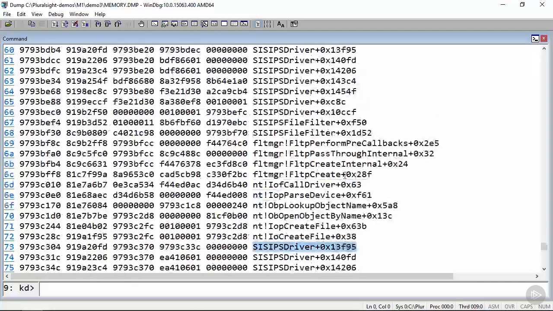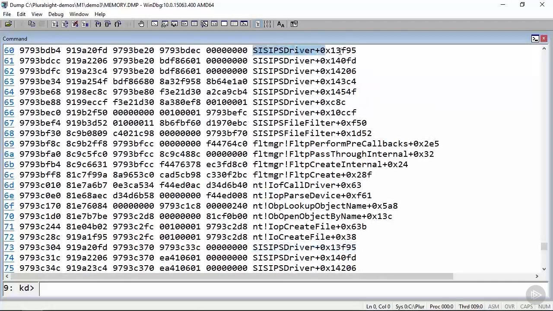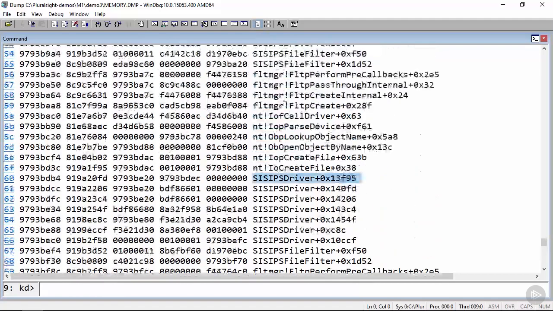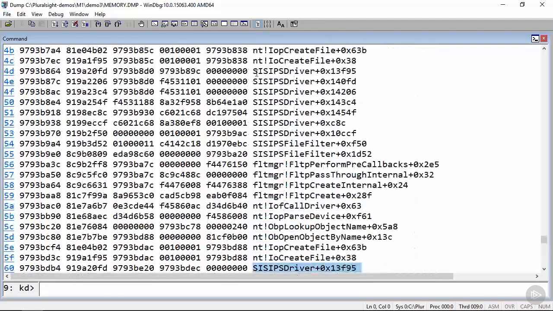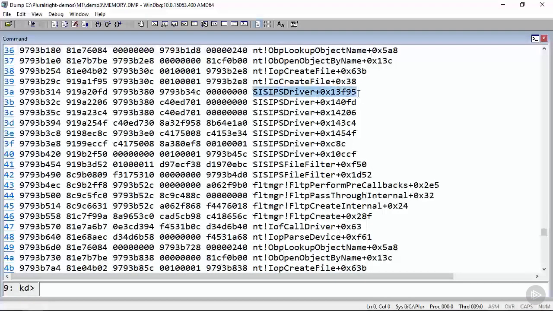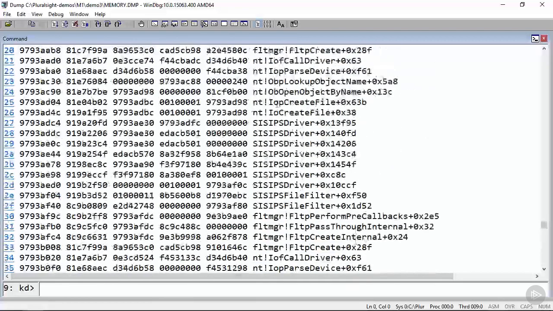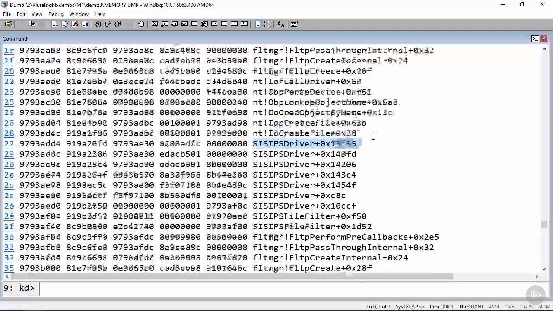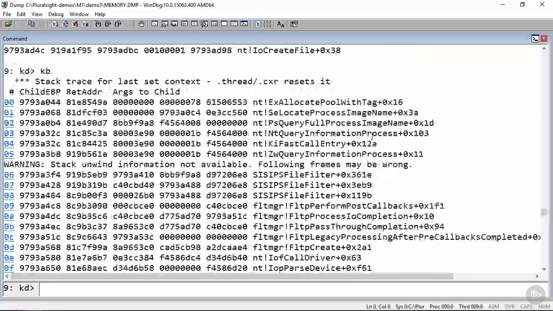And lo and behold, if we go up even further, we can see there it is again. So it keeps executing the same series of functions within that driver. And that's what is causing us to run out of stack space. There it is again at the SIS IPS driver plus 13F95. It keeps executing the same piece of code again and again. And then ultimately, after a lot of executing, we essentially run out of stack space.